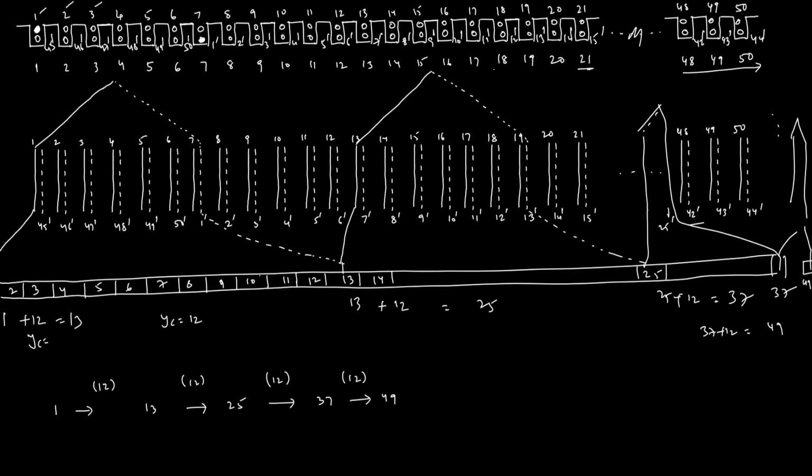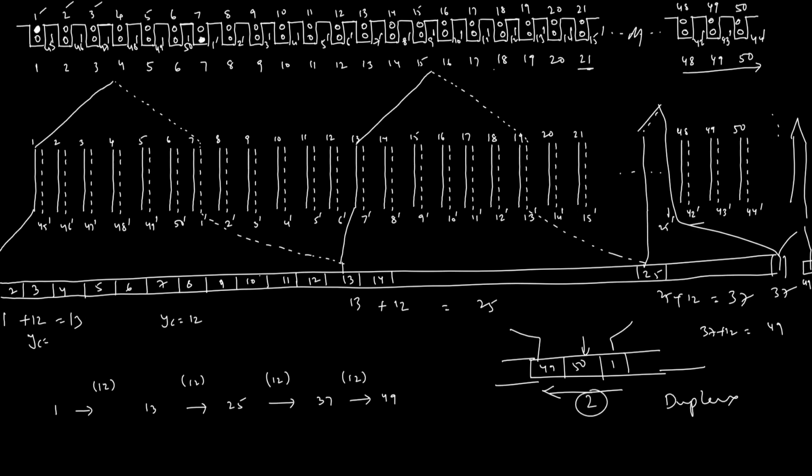The 49th commutator segment is just, if this is 1, this is 50 and this is 49. So we have started from 1 and it is ending at 49. We are not ending at 50, because this is a duplex winding. We are ending one more segment back, 2 segments back. In simplex I would have ended at 50, but because it is a duplex winding, it is ending at 49.